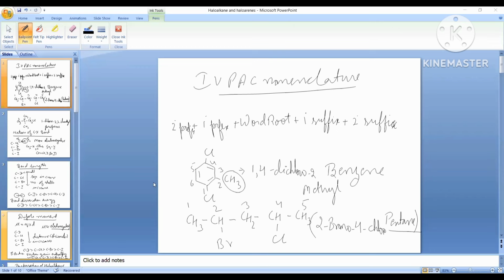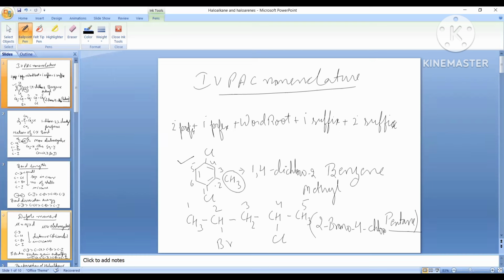So here I have taken the examples of IUPAC nomenclature, which we have discussed previously, and we have written word root plus primary suffix, and secondary suffix, and on the left hand side primary prefix and secondary prefix. I have taken the example of this one.